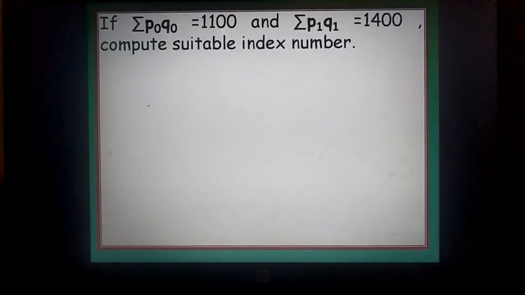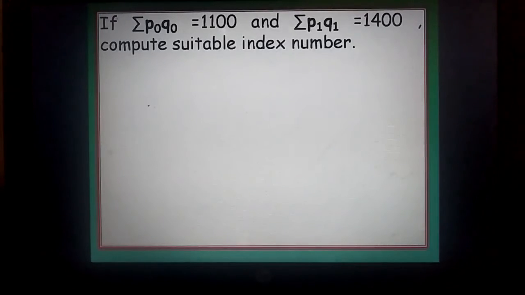Very good morning, students. We were discussing the problems based on index numbers. Let us get into the next problem. If sum of P0 Q0 is equal to 1100 and sum of P1 Q1 is equal to 1400, compute the suitable index number. So with these two aspects given, we have to think which is the suitable index number.